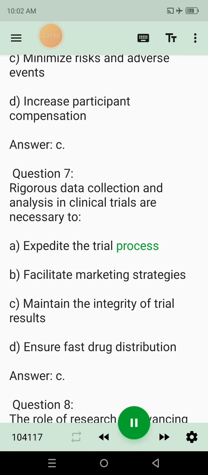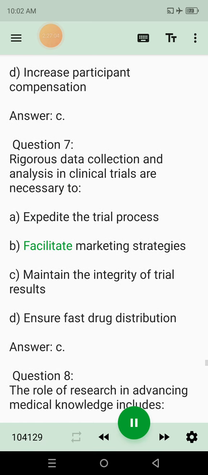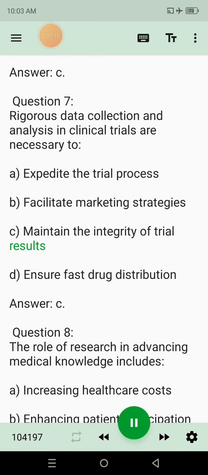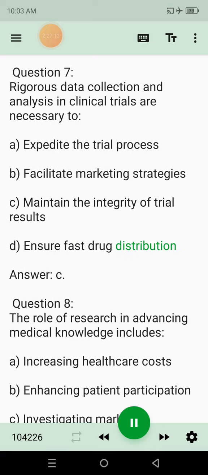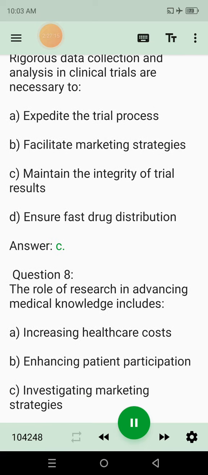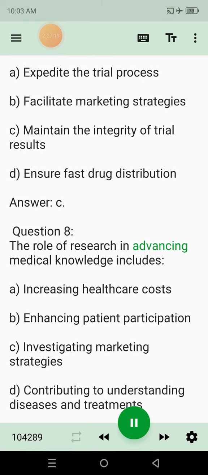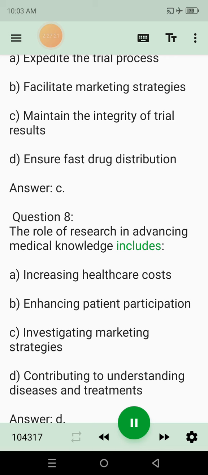Question 7. Rigorous data collection and analysis in clinical trials are necessary to: A. Expedite the trial process. B. Facilitate marketing strategies. C. Maintain the integrity of trial results. D. Ensure fast drug distribution. Answer: C.